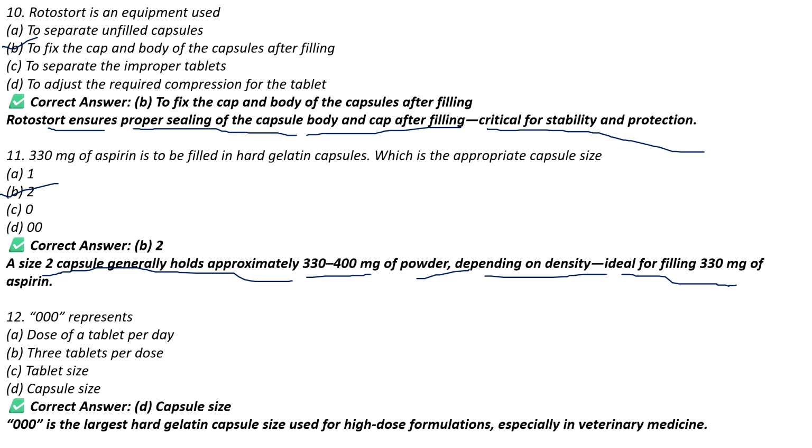So moving on to the next question, 000 basically represents what? Options are dose of a tablet per day, 3 tablets per dose, tablet size, or capsule size. So 000 is the largest hard gelatin capsule size that is particularly used for high dose formulation, especially in the case of veterinary medicines. So we can say option D, that is capsule size, is the correct answer for this question.